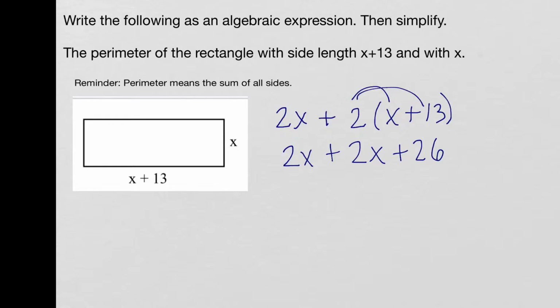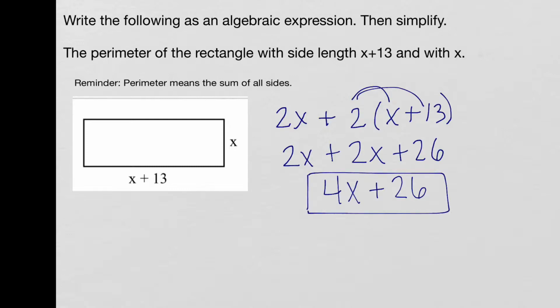And then we look to see what our like terms are. 2x plus 2x gives us 4x. So we'll simplify that, and we'll say 4x plus 26. 4x plus 26 is going to give us the perimeter of the rectangle that's shown. So this would be our answer.